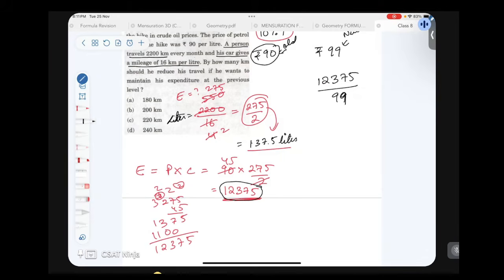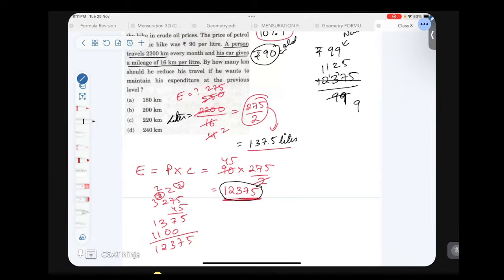So what will it be? If we divide this, is it divisible by 9 or 11? Let's check by 11. It will be divisible by 11. Nines are 11, ones are 11, 1. That means 11 ones are 11, twos are 22, fives are 55. So is it divisible by 9?